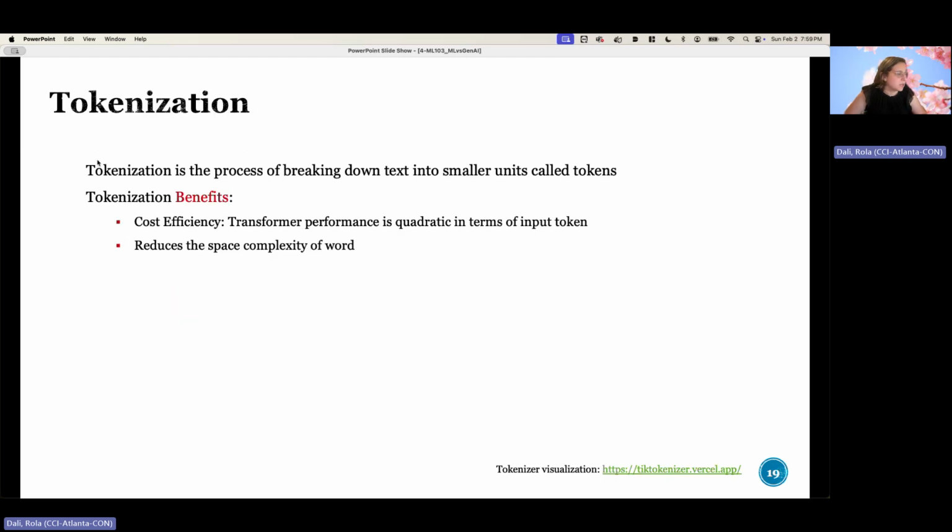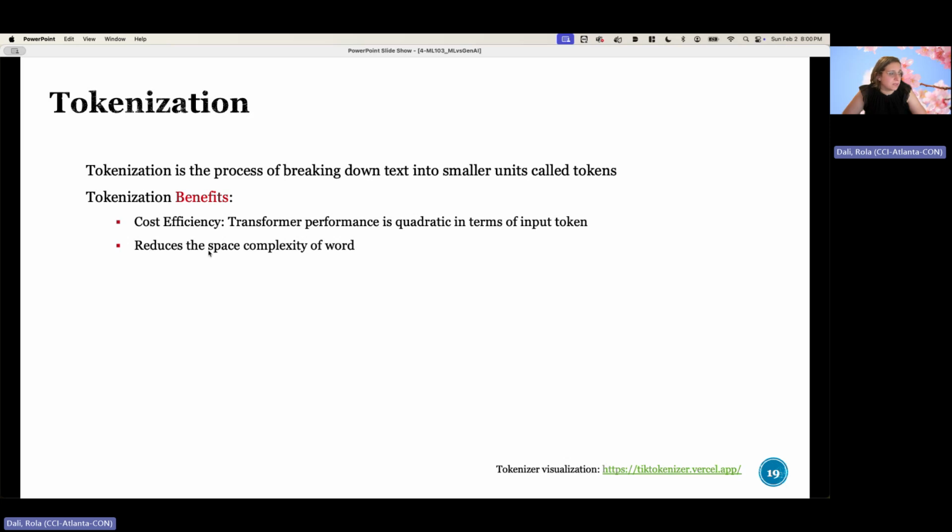So what is tokenization? Again, it's the process of breaking down the text into smaller units called tokens. The benefits of this is cost efficiency. So the transformer performance, like we said in the last structure, grows quadratically with the terms of the input token. So if we were to tokenize, if we could break words down into letters, that would make the input a lot longer. And so the performance would be terrible, be really expensive.